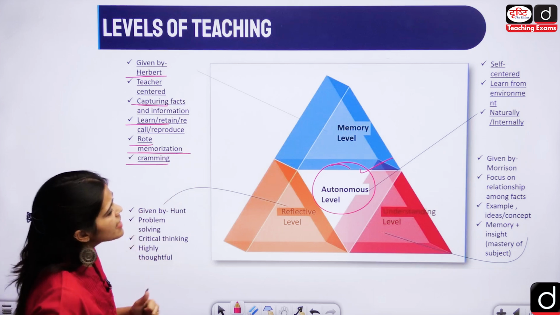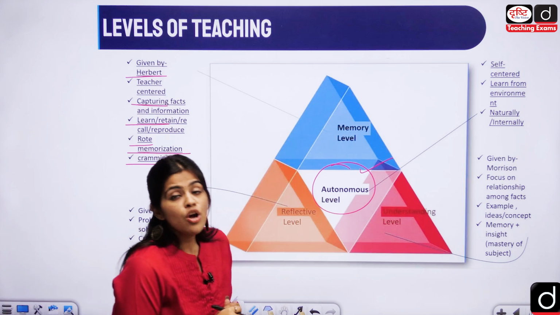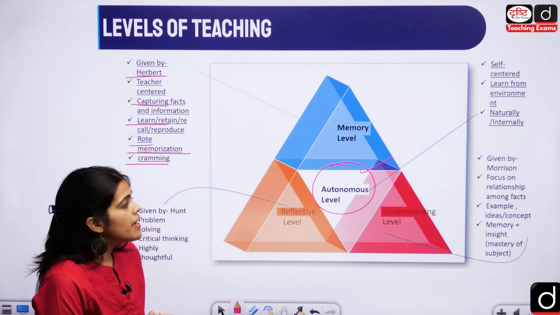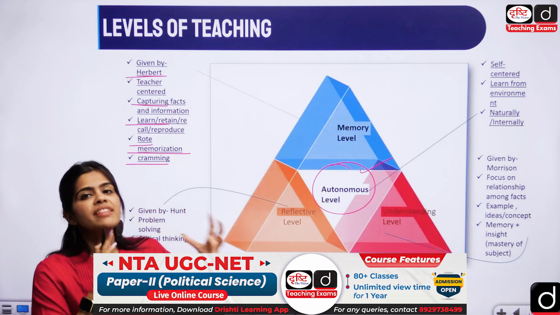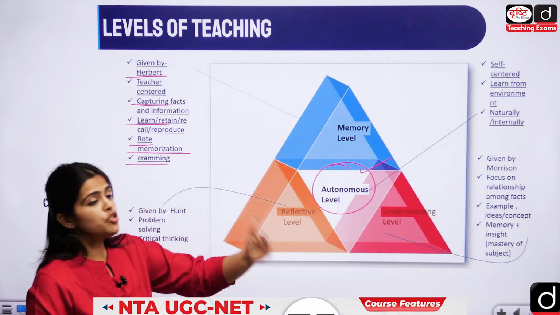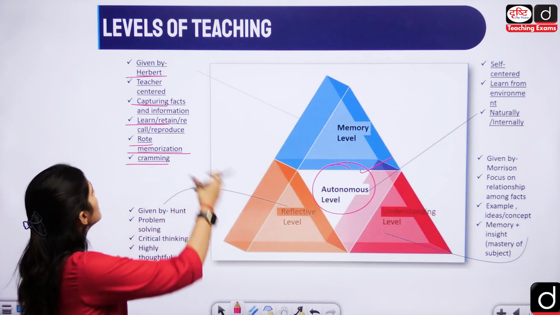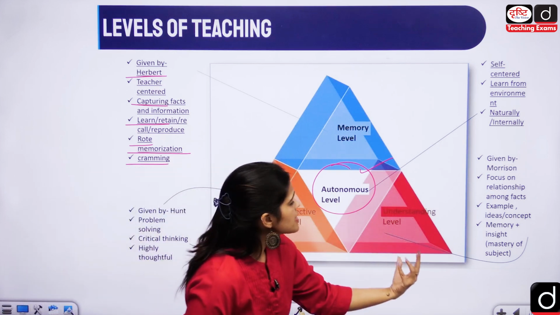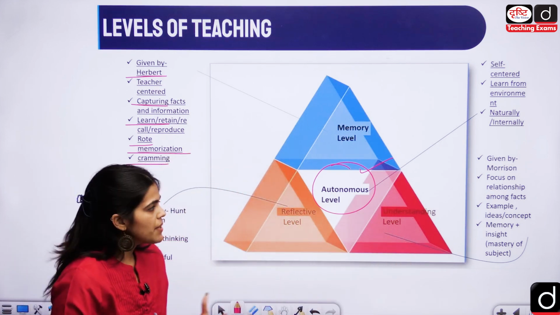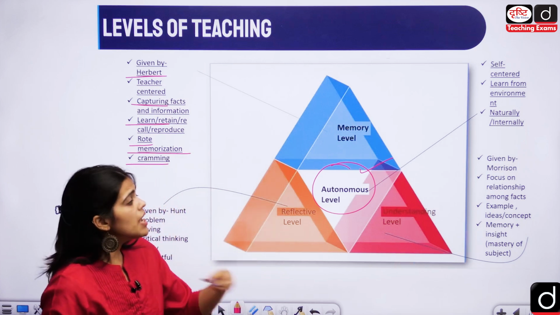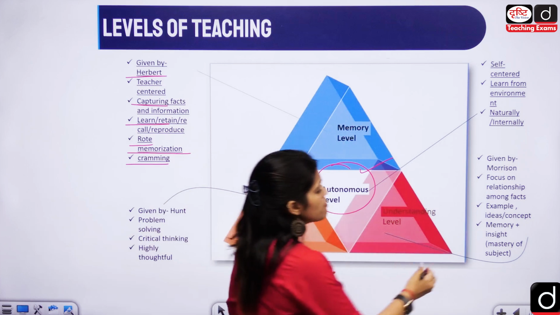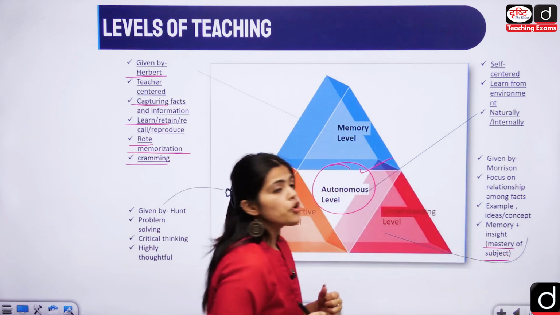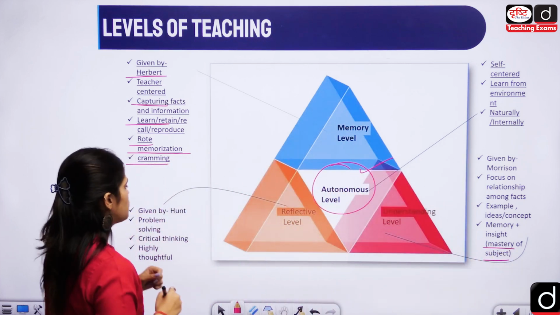The understanding is done at the understanding level, which was given and talked about by Morrison, where we focus on the relationship between the facts. For example, the new concepts that were dealt with in the memory level, at the understanding level, we try to understand them even further. Here, memory and insight are more important. So here we master the subject, not only cram, but master the subject also.